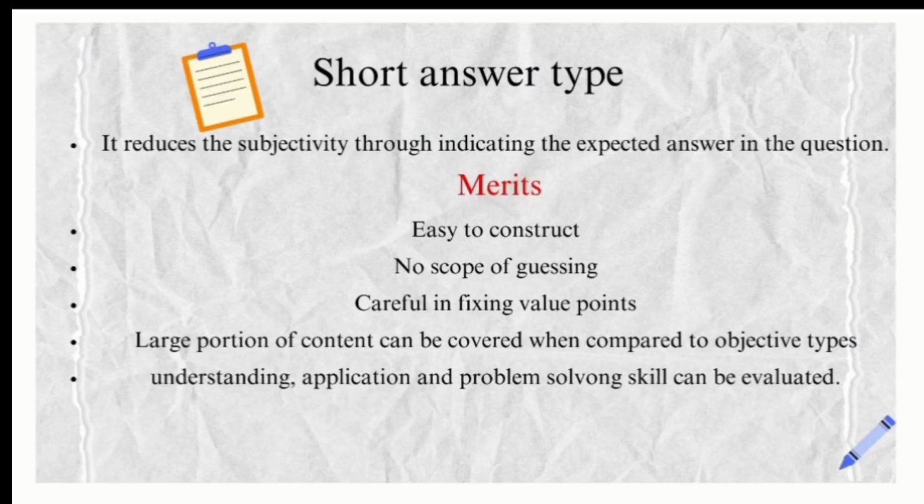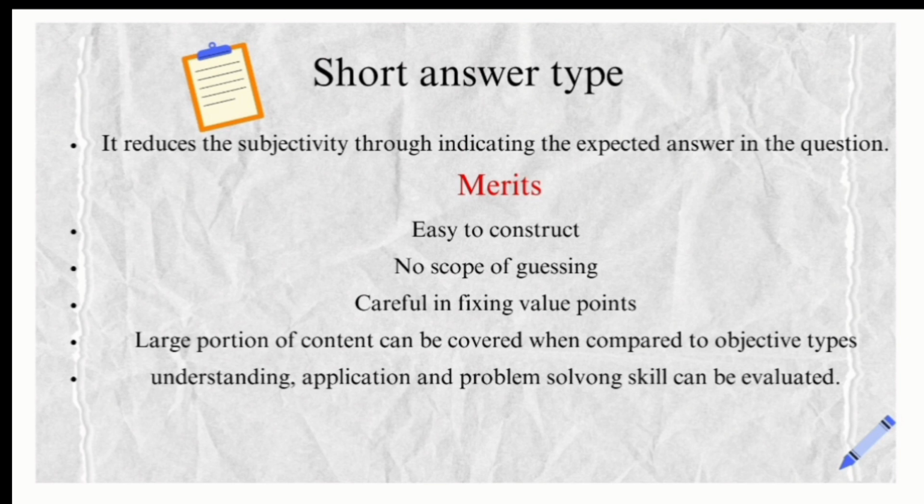Next one is short answer type. Short answer questions reduce the subjectivity by indicating the expected answer in the question. For example, a question like, write 3 advantages of hybridization, or indicate the direction of answer.